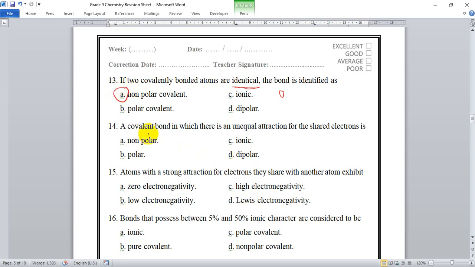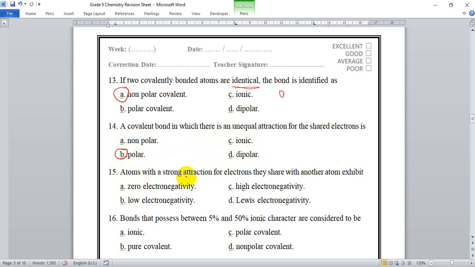Number 14. A covalent bond in which there is an unequal attraction for the shared electrons is non-polar, polar, ionic, or dipolar. Unequal attraction means one atom attracts more. So it will be polar.